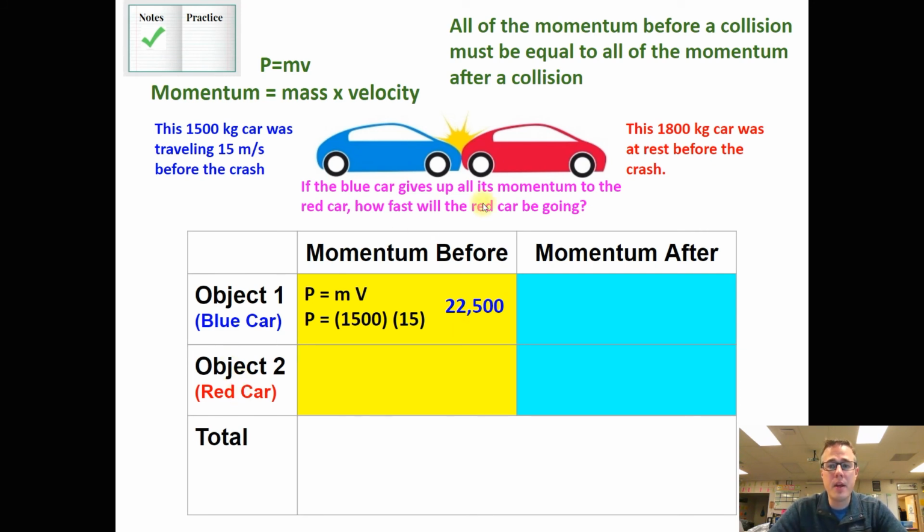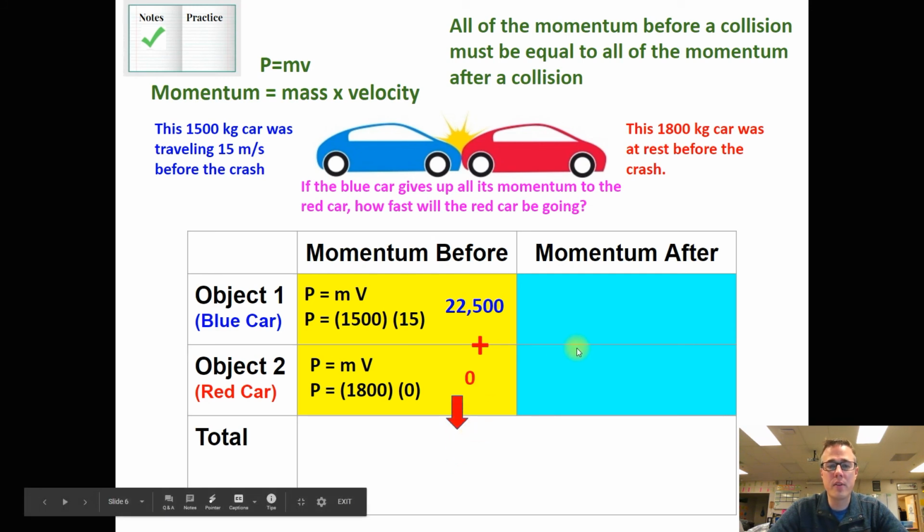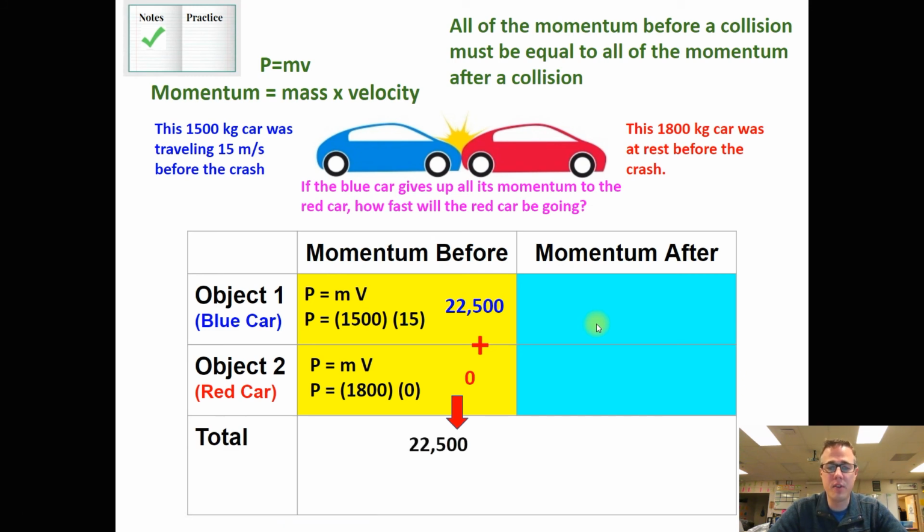Now let's go to the red car. Since the red car was at rest, we know that the red car had no momentum beforehand. So its mass times 0 is still 0. So now Newton said all the momentum before a crash is equal to all the momentum after. That means we have to combine all the momentum before. So the blue car plus the red car, we add them together, and we're going to drop that number down into the total box. So 22,500 from the blue, 0 from the red, gives us 22,500. Now is a good moment to pause if you need to catch up with your notes.